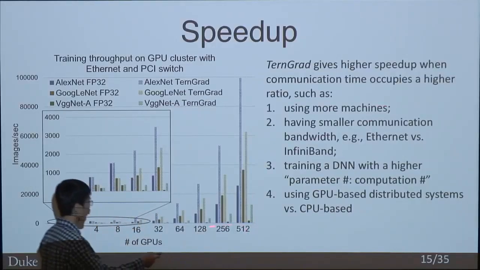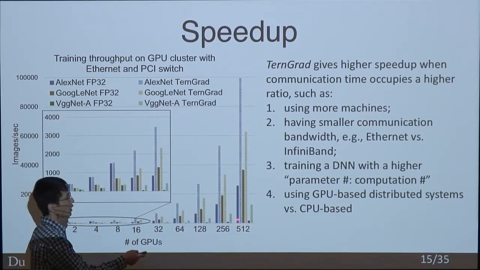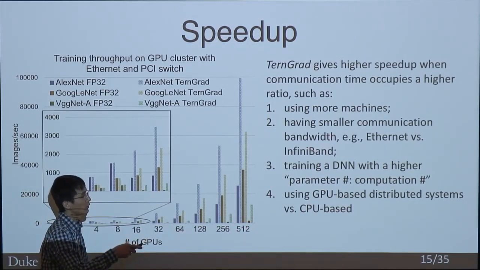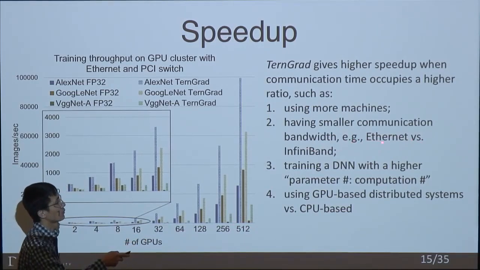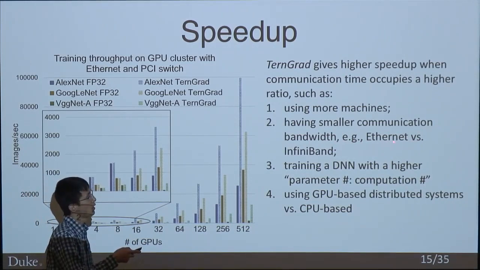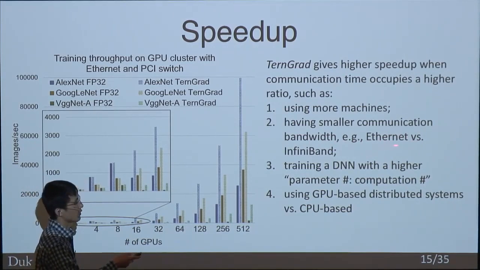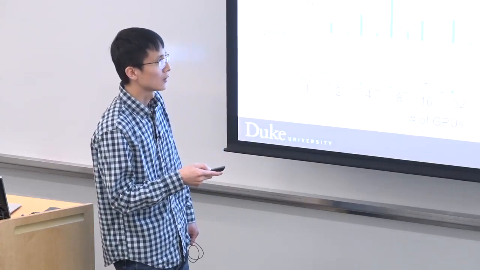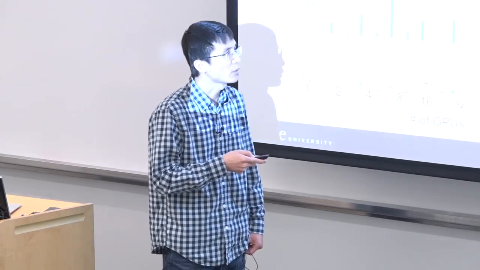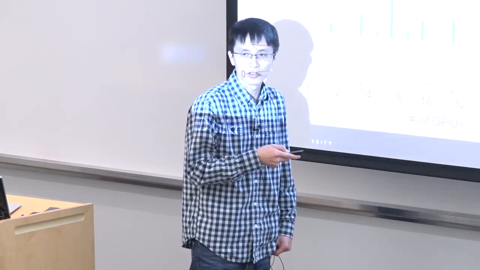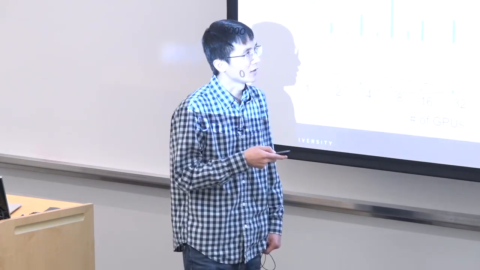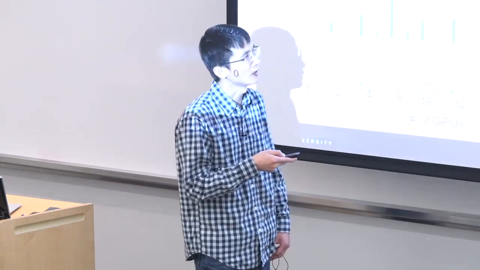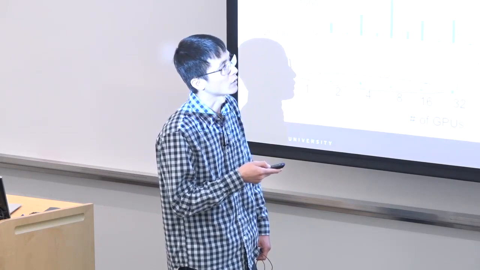In general, it gives a higher speedup if we use more machines, because then we have a higher communication ratio. Or if our communication bandwidth is very low, we get higher benefits with a low-end network like Ethernet versus InfiniBand. Or if we train a deep neural network which has more parameters relative to computation. Personally, I think it will give more benefits on an NLP problem than a CNN, because NLP problems have more parameters over computation.